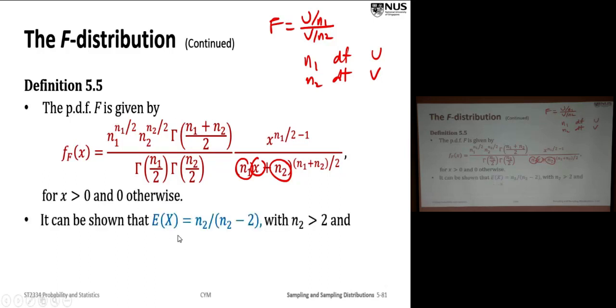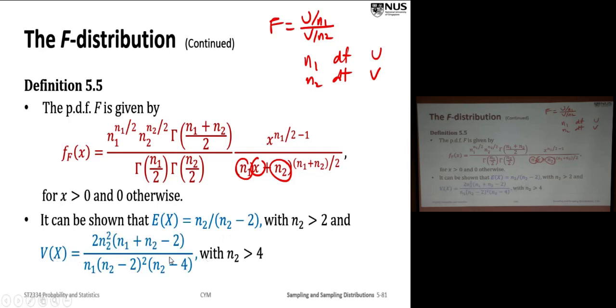The expectation of x is n2 over n2 minus 2, and the variance is given by this. It's only valid for n2 greater than 2, and the variance formula is valid for n2 greater than 4.